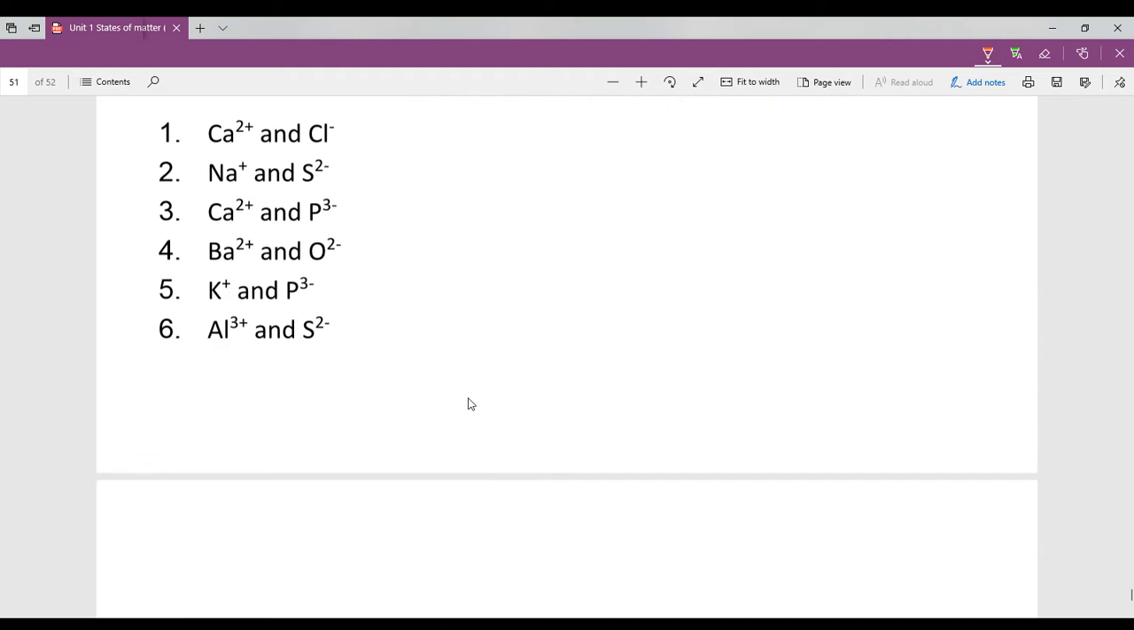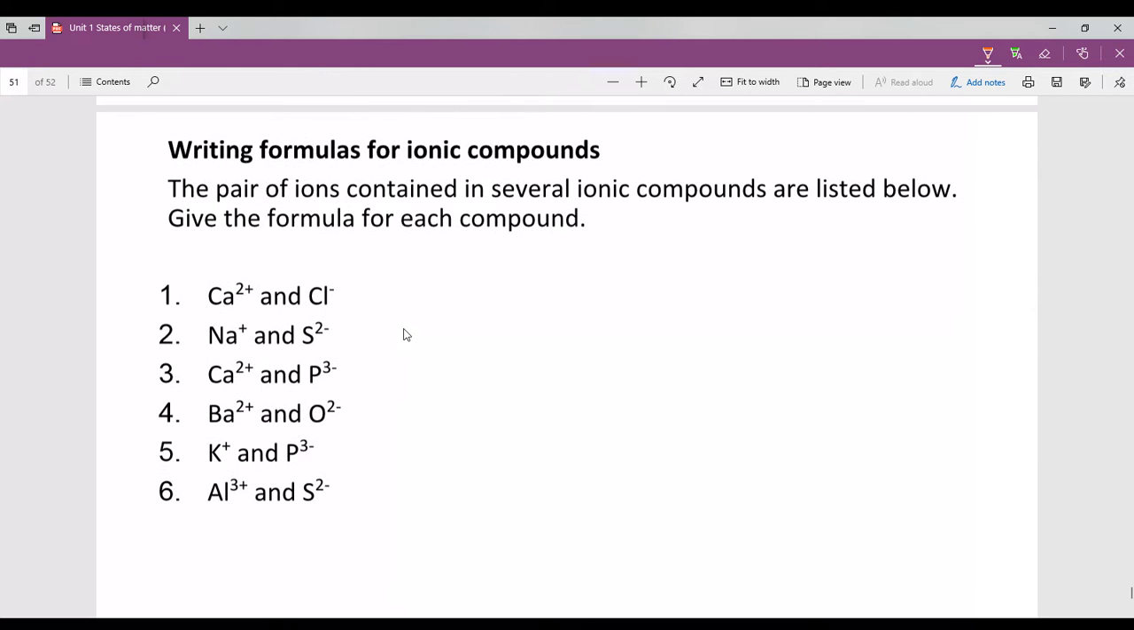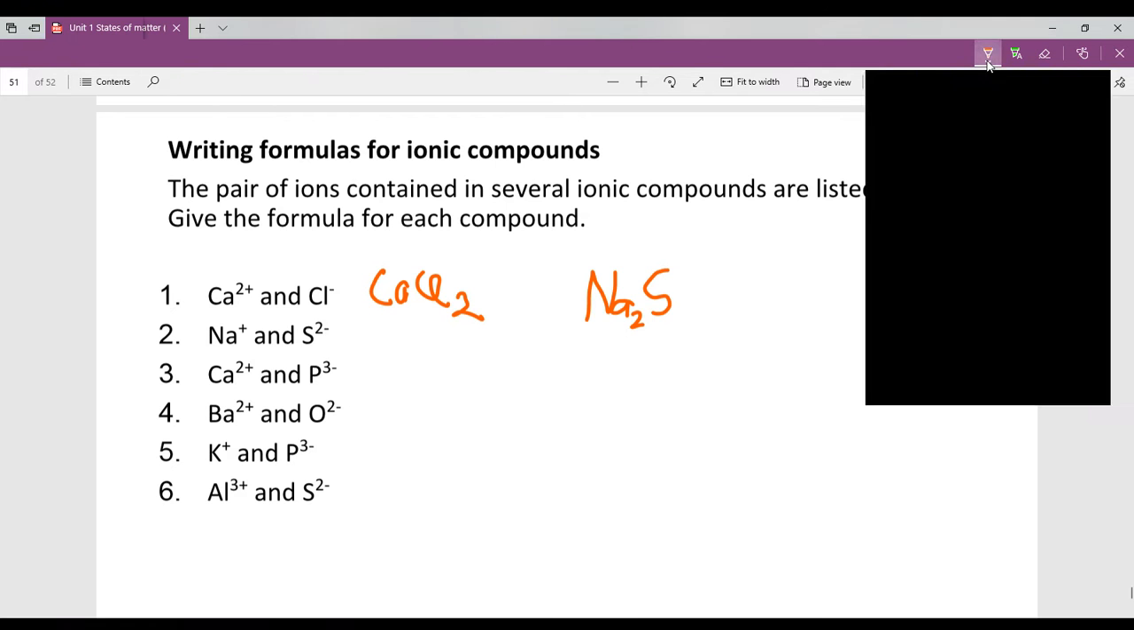Okay, let's try this. This is your last slide. If you have calcium and chloride, this would just be CaCl2. And then you have sodium and sulfide. Na is 1 positive, right? So that means you need 2 Na total to balance out with the 2 negative charge of sulfide. It becomes Na2S.